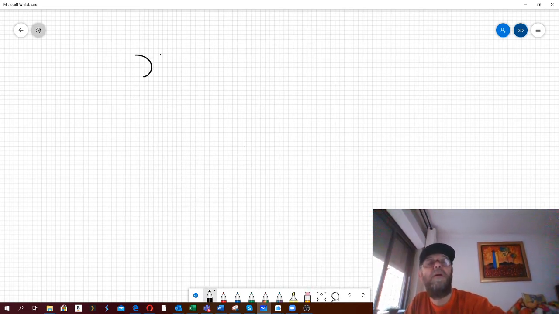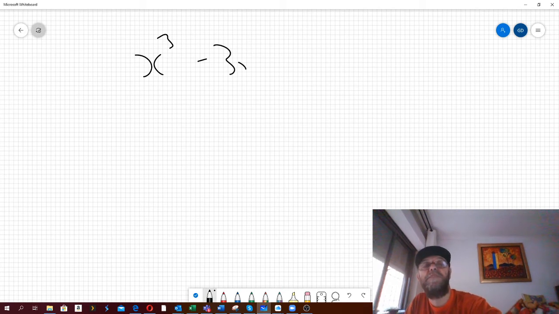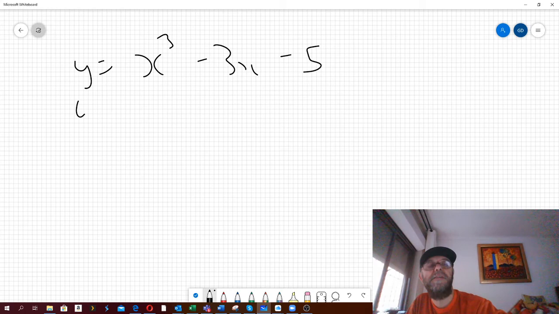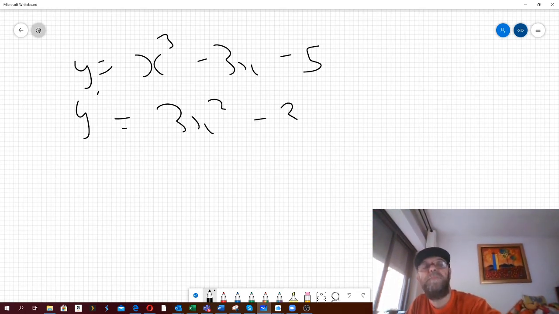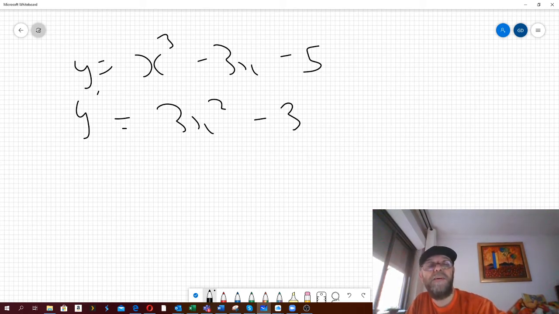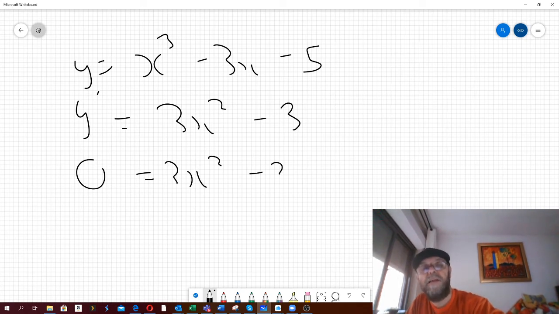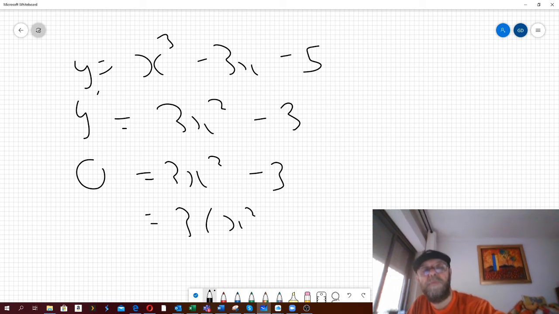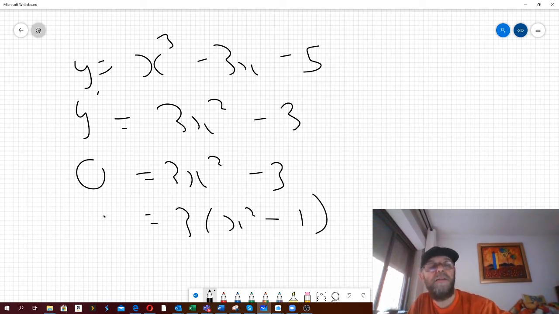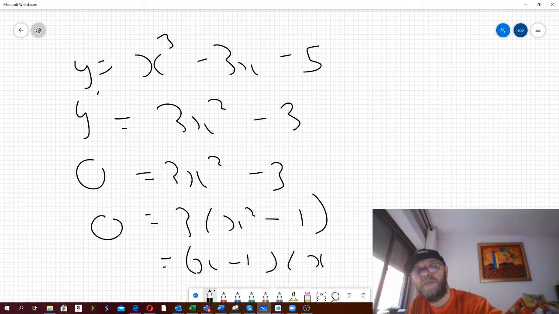x cubed minus 3x minus 5 is the function. Its gradient function, let's just make it y, it's easier just to write, would be 3x squared minus 3. Now if I wanted to make that equal to 0, we'd say that 0 equals 3x squared minus 3, and that would mean that I could factorize 3 out and have x squared minus 1. That would mean that x minus 1, x plus 1 would give me 0.